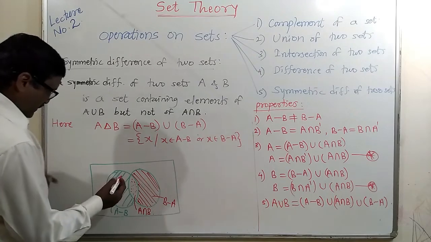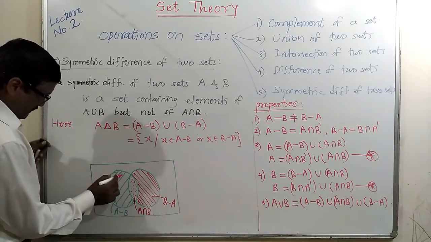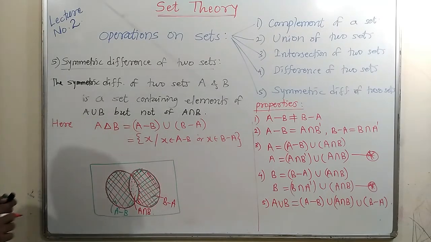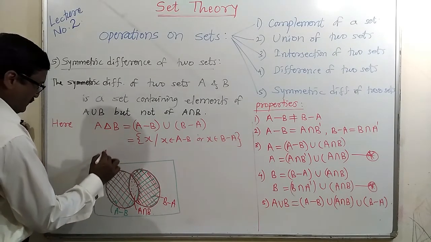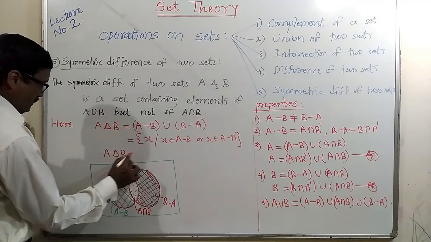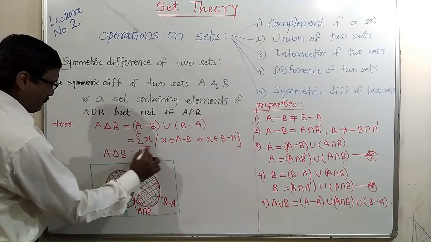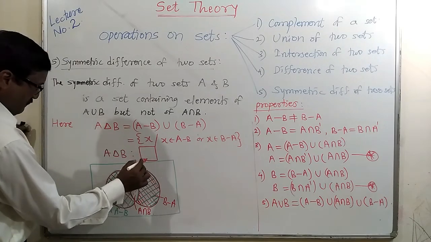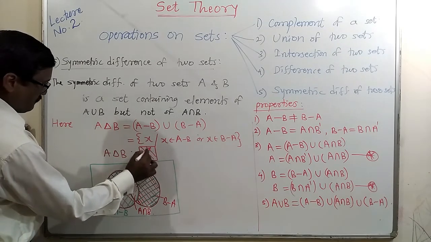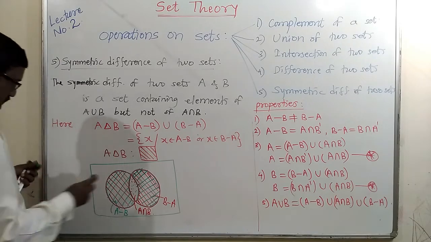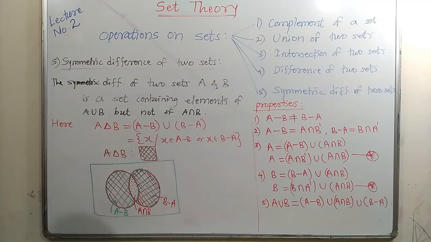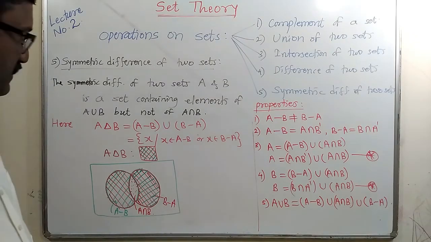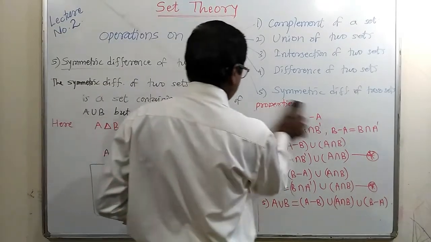Here the symmetric difference is nothing but the elements. Okay, so A symmetric difference B is nothing but the elements represented by this shade. So let us see some properties related to this symmetric difference once again.